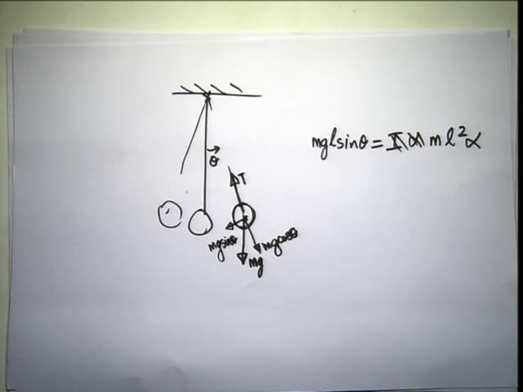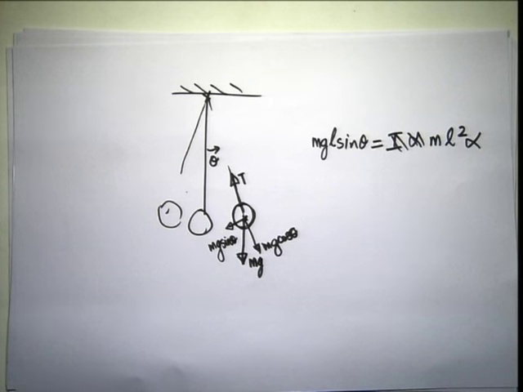What happens to T and mg cos theta? How are T and mg cos theta related? So mg cos theta will be equal to T. How many of you agree T will be equal to mg cosine theta? Raise your hands here. You guys should not have cleared JEE.